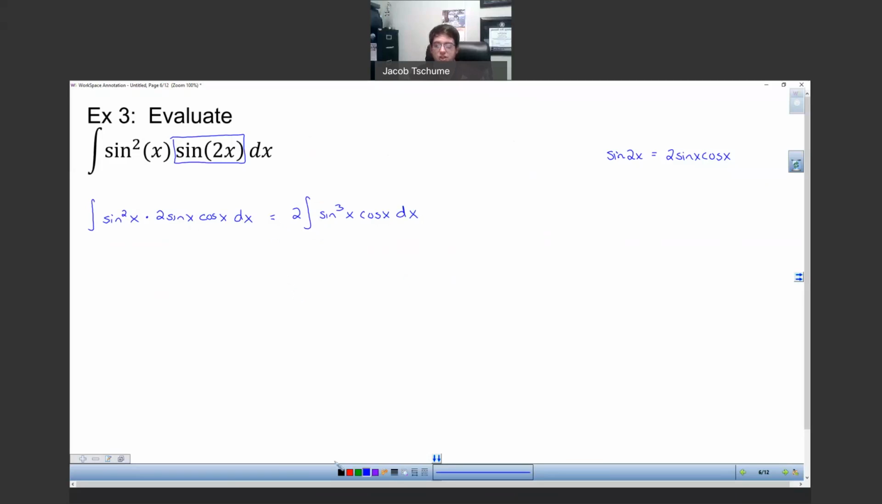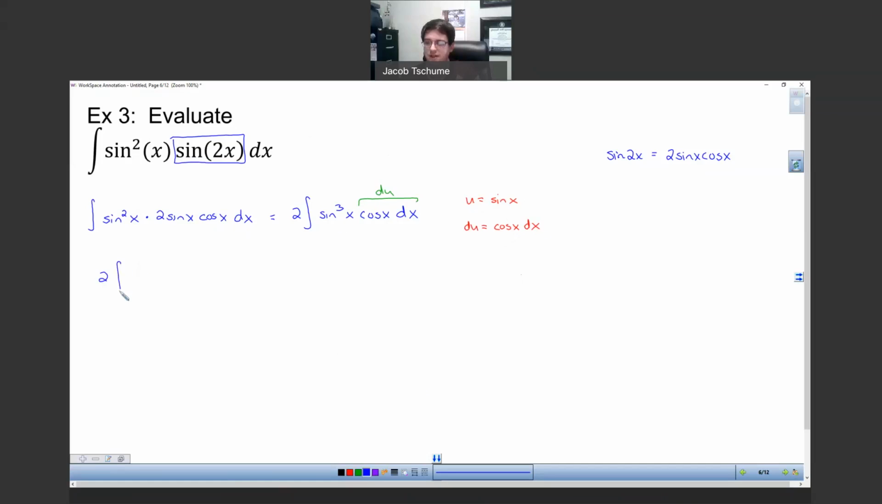So why don't we just let that term be our broken off piece, and we're going to set that up to be our du. That means that everything else has to be in terms of sine, which it already is. So I can actually go directly into my u substitution. I can let u equal sine x, and therefore du would be cosine of x dx.